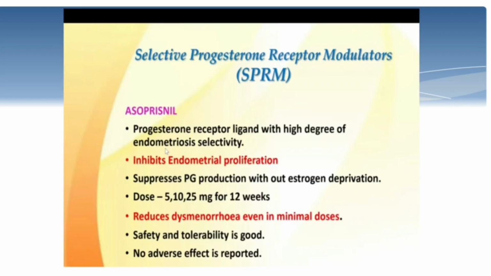Now the selective progesterone receptor modulators. Popular drug is asoprisnil. It is a progesterone receptor ligand with high degree of endometrial selectivity. It inhibits endometrial proliferation. It suppresses prostaglandin production without estrogen deprivation. Dose may be 5, 10, 25 milligram for 5 weeks. We increase dose with the effect of disease reduction. Asoprisnil can reduce dysmenorrhea even in minimal doses. Safety and tolerability is good and no adverse effect is reported.